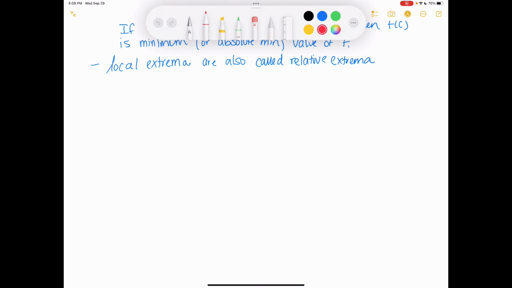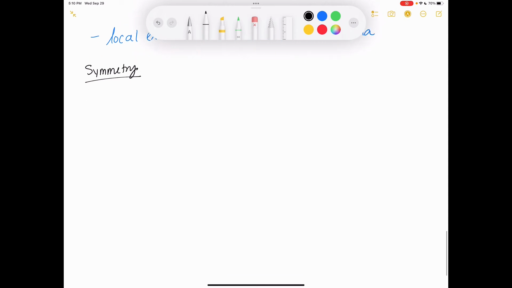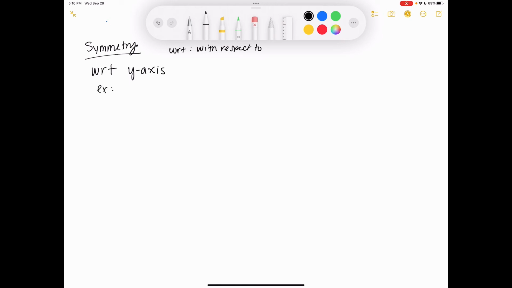All right, so the next major thing is symmetry. And we're going to talk about it with respect to the y-axis, x-axis, and the origin. For me, it literally took up a whole page, so just a heads up there. So first, WRT means with respect to, in case you see that written. With respect to the y-axis first, for example, we're going to use f of x equals x squared.